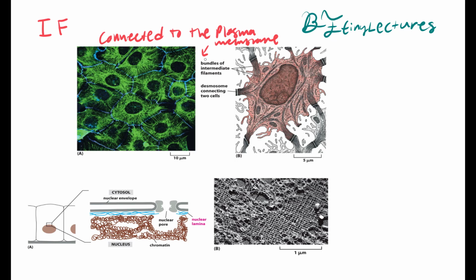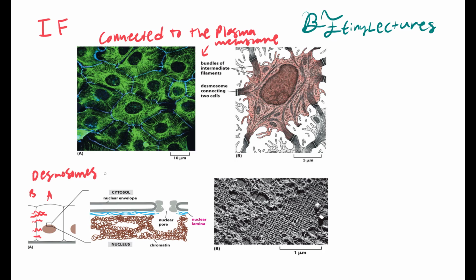And they form cell-to-cell junctions. So they're going to go between these cells, creating connections between the cells. Here we have the intermediate filaments in red. Cell A is going to be sharing it with cell B. And these form connections at the junctions, which are called desmosomes. So these connections that you see here are called desmosomes.